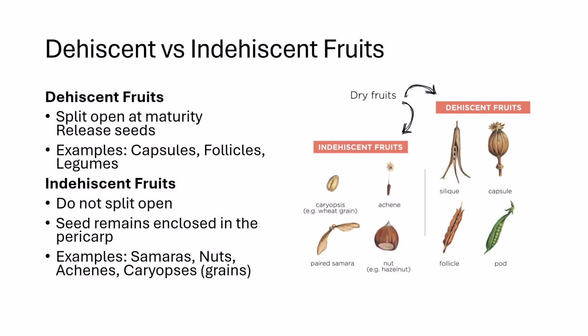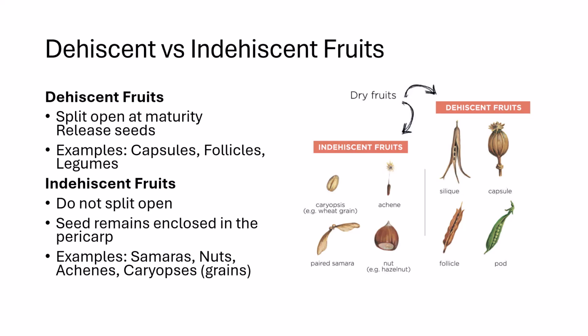Dehiscent fruits split open at maturity to release their seeds. Examples include capsules, follicles, and legumes. Capsules are composed of multiple fused carpels and open along specific lines to release seeds. Follicles and legumes are elongated fruits. Follicles split along one seam, while legumes split along two seams.